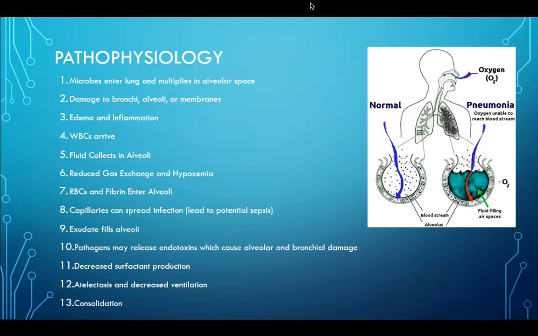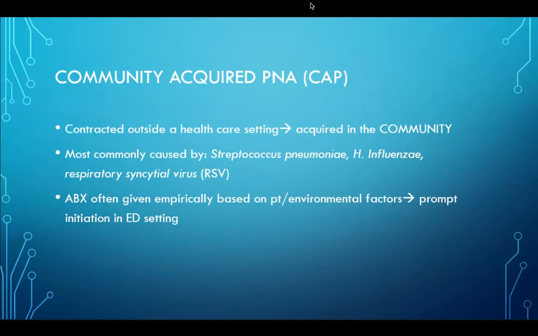So again, the patho: you have some microbes entering and multiplying in the alveolar space that causes damage, edema, inflammation, the migration of the white cells, and fluid collects that leads to reduced gas exchange and hypoxemia. The infection can spread, and it can cause further alveolar and bronchial damage, decreased surfactant production, atelectasis, and eventually it can cause consolidation. Now there's different categories of pneumonia.